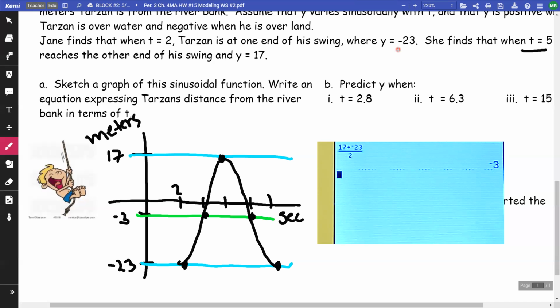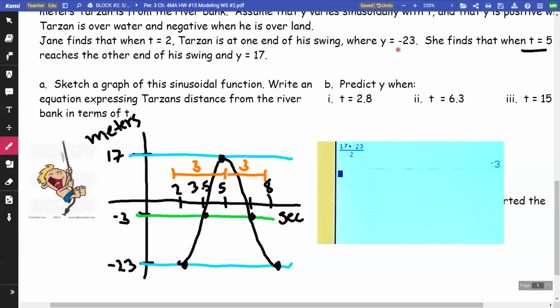We know that at 5, he's at 17. So this is going to be 5. That is going to be 3 from here to here, so that's half of our period. I'm going to add 3 over to here, and that's going to put it at 8. Halfway in between, if I average that, 7 divided by 2 is going to be a 3.5. And 8 plus 5, 13 divided by 2 is going to be a 6.5.